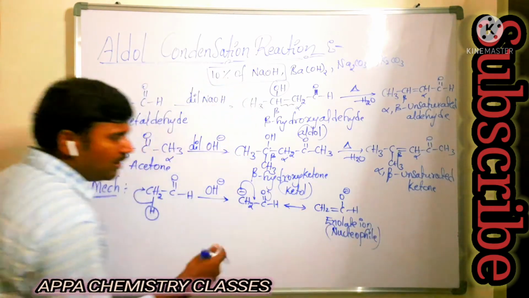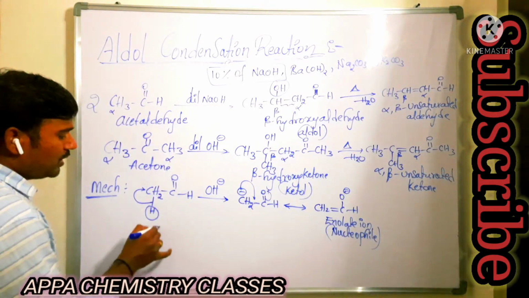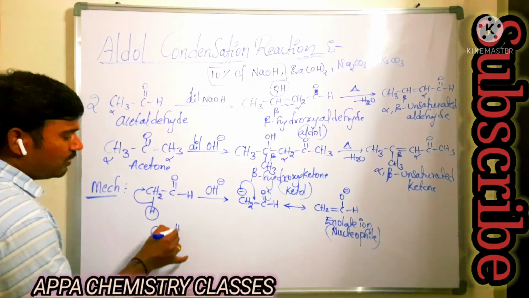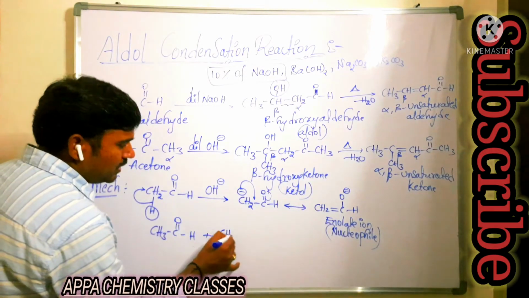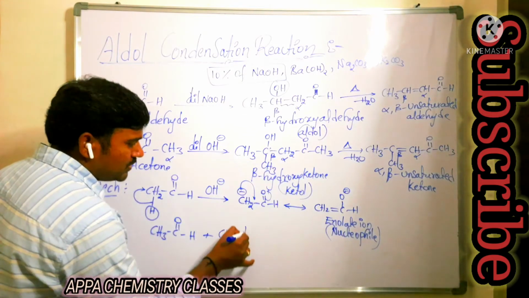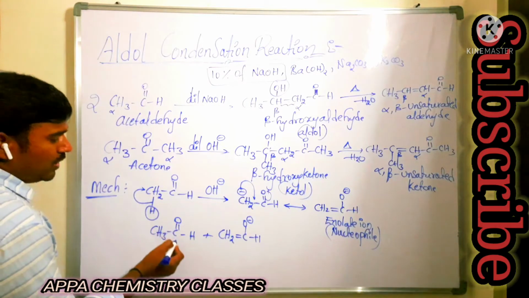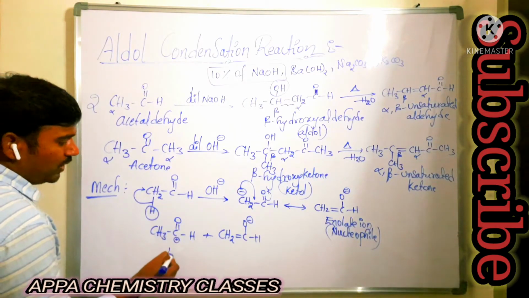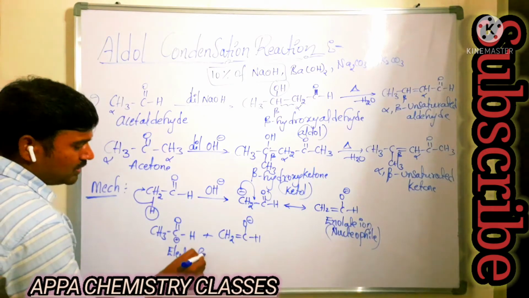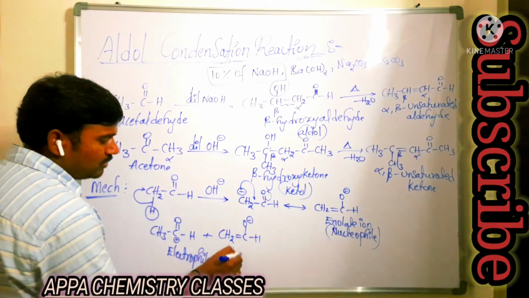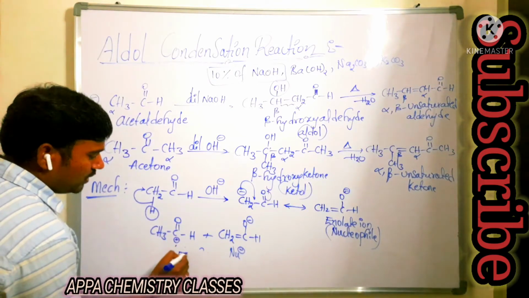This enolate ion will attack another mole of aldehyde. We have 1 more mole of aldehyde now. So this is another mole of aldehyde. So the enolate ion is CH2 double bond CO minus and H. Now here the carbonyl carbon will act as an electrophile. It is the electrophile, and the enolate is the nucleophile. Simply, we can write the electrophile as E plus.